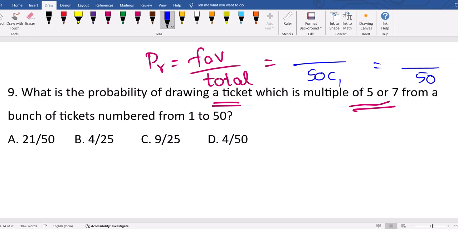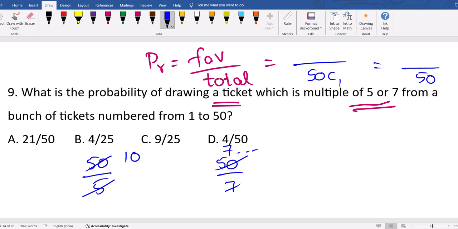It should be either a multiple of 5 or 7. So it's like N of A union B. Out of 50, 10 multiples of 5 are available. Out of 50, 7 multiples of 7 are available. But guys, don't say the answer is 17 upon 50. Minus 1 we have to do.